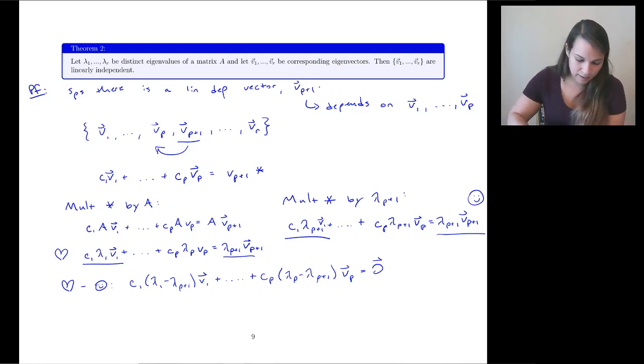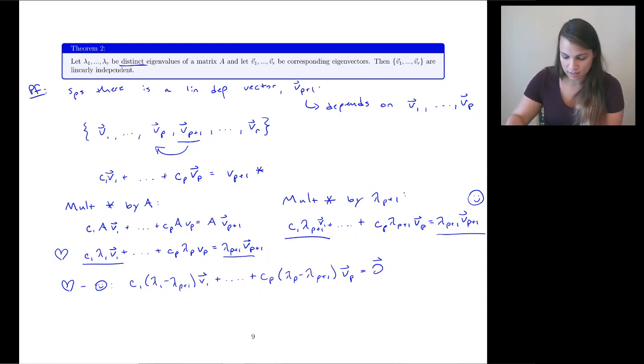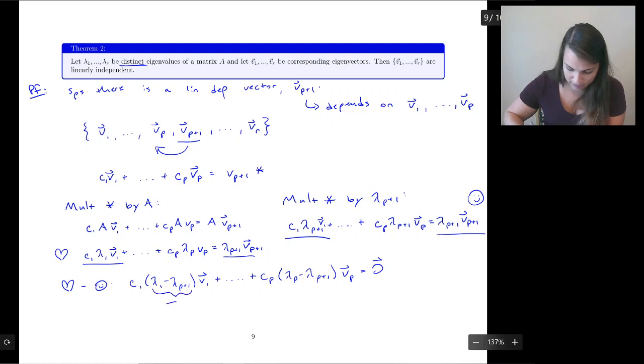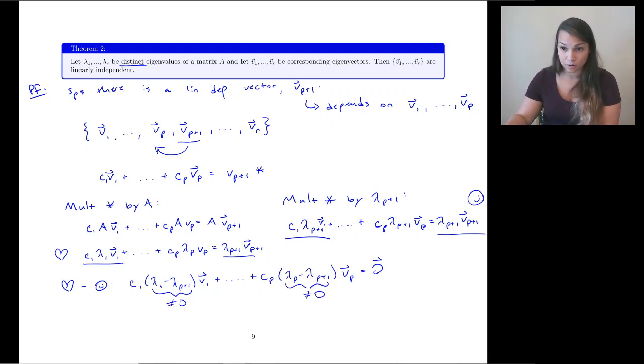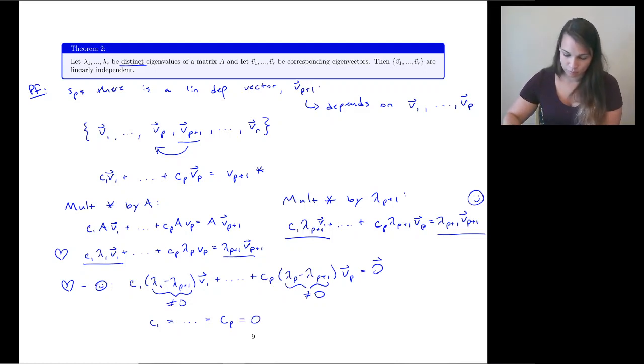But I said all of the eigenvalues were distinct. That means this guy, not 0. This guy, not 0. The only way to get 0 is going to be C1 equal to CP equal to 0, because these guys are linearly independent. It was VP plus 1 that was the problem. Everybody else was fine.